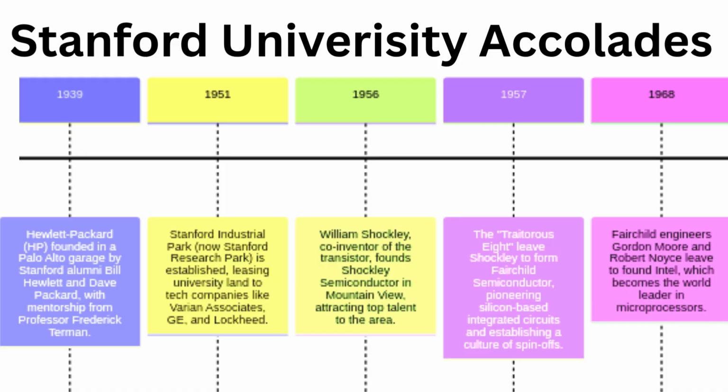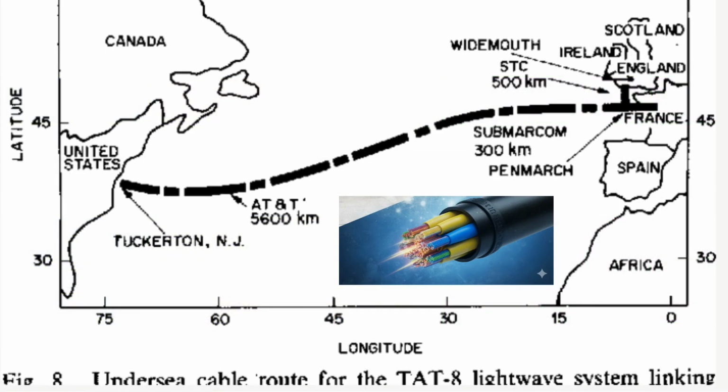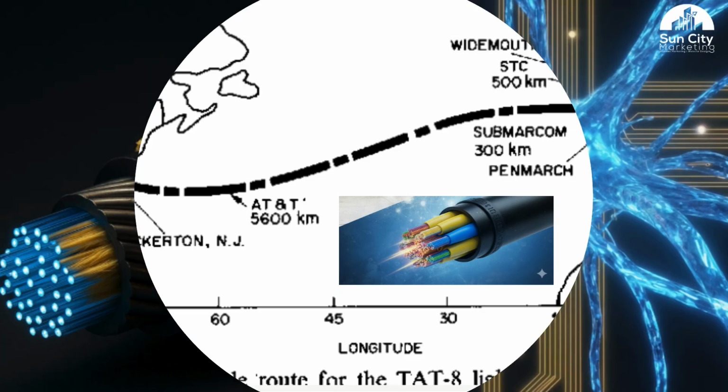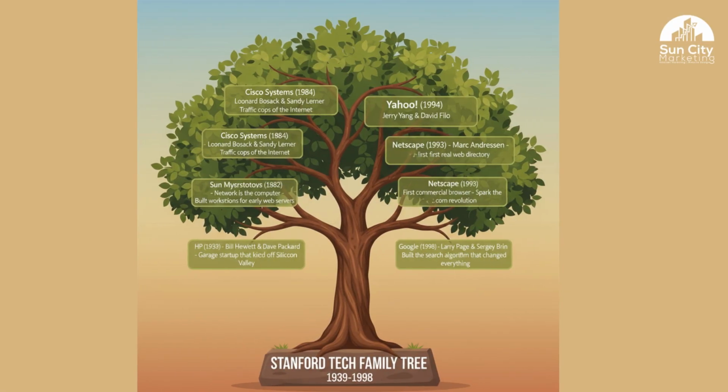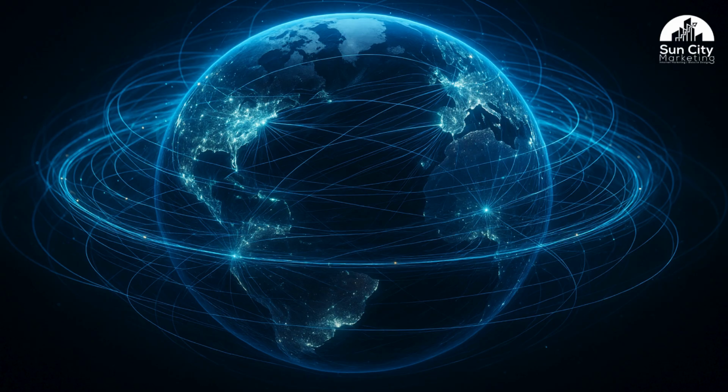The final step toward a truly global network came in December 1988, when the first transatlantic fiber optic cable, TAT-8, was completed and activated. The cable ran from Tuckerton, New Jersey, across the Atlantic to Weymouth Bay, England, and Penmarch, France. Unlike older copper lines, fiber optics carried information as pulses of light, capable of transmitting billions of bits per second. This connected the networks inspired by Stanford's ecosystem directly to Europe, marking the moment the Internet became global.